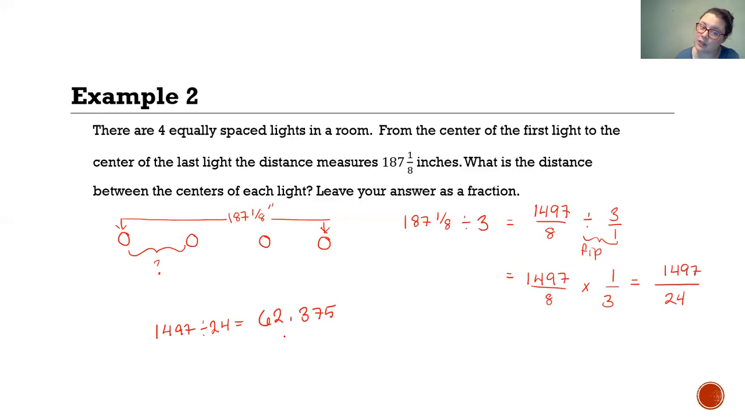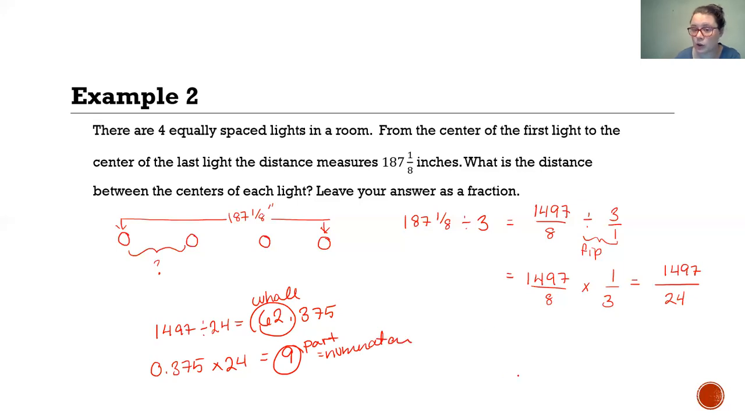62.375. Okay, so there's my whole. Take our decimal, 0.375, multiply it by 24, and that will give me my parts. So that will give us 9, and this is the part. So the part's always going to be our numerator.